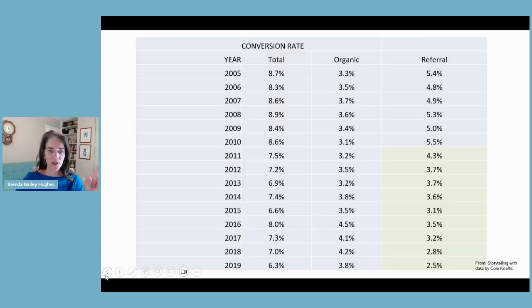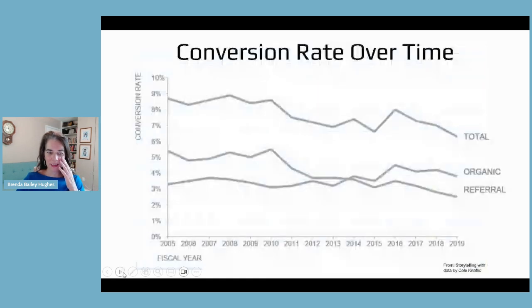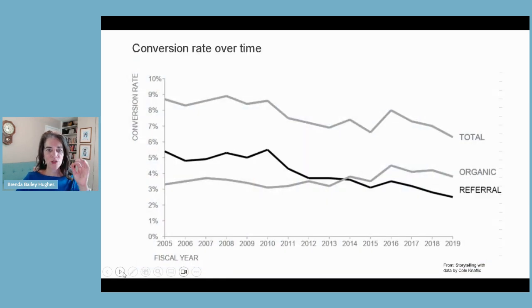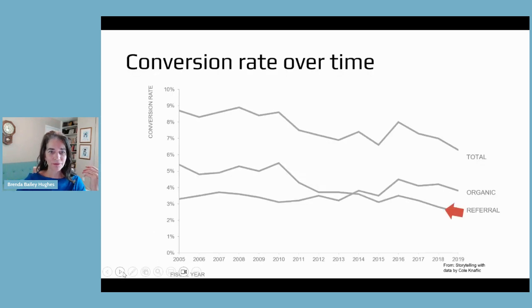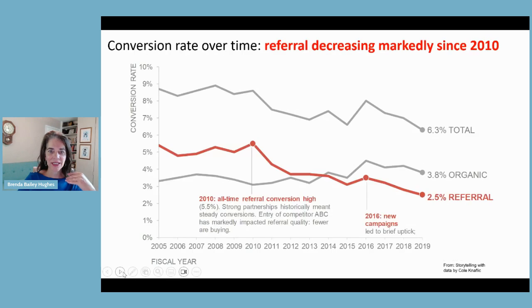So again, I'm moving from a chart to a line graph. Makes a huge difference. I use intensity to focus people on referral. If that's the line we really want to focus on, maybe we don't even need total and organic on this chart. I could use a call out. So remember, the ways we can highlight or focus an audience are through call outs, intensity, and color.